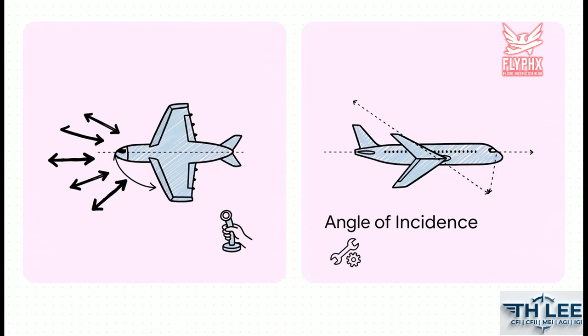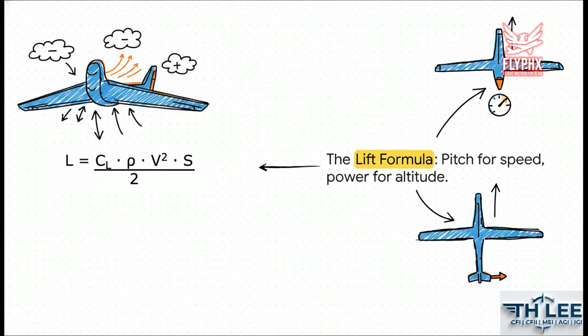The angle of incidence, on the other hand, is a fixed, built-in angle between the chord line and the longitudinal axis of the airplane. The engineers at the factory gave you that one, and you literally cannot change it in flight. So, the real question is, how does the wing actually create lift?